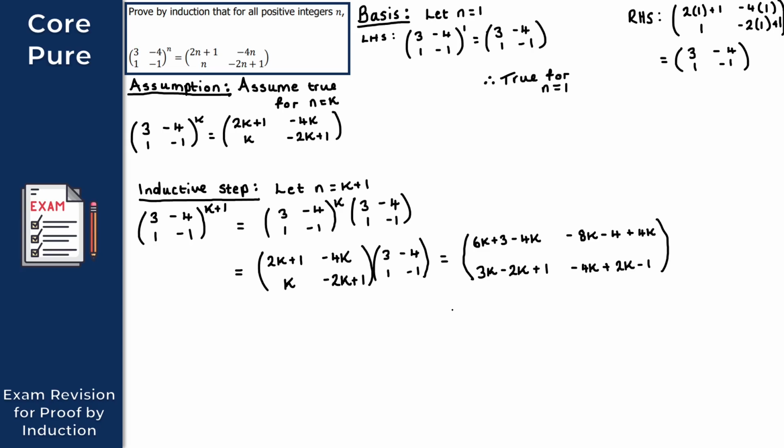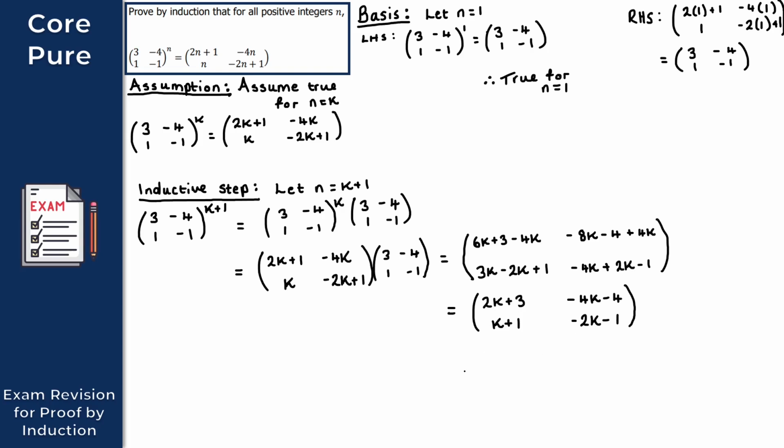So if we simplify this, then what we get here is 2k plus 3. We then get minus 4k minus 4. We then get k plus 1 here. And then finally here we get minus 2k minus 1. Okay. And then we're pretty much done here.